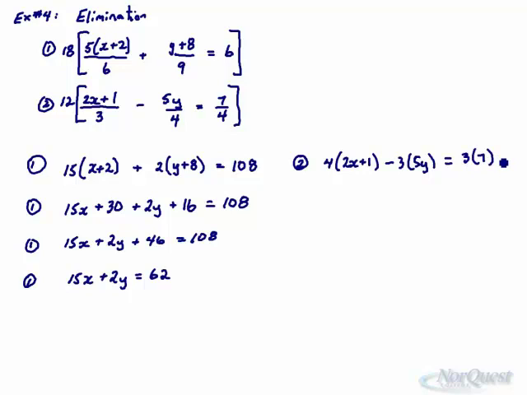And again, if you can't do that division and simplifying in your head, write out 12 times every single term, then reduce. You will eventually get down to what I have written here. Expand it. 4 times 2x gives you 8x plus 4 minus 15y equal to 21. 8x minus 15y, 21 minus 4 should give us 17.